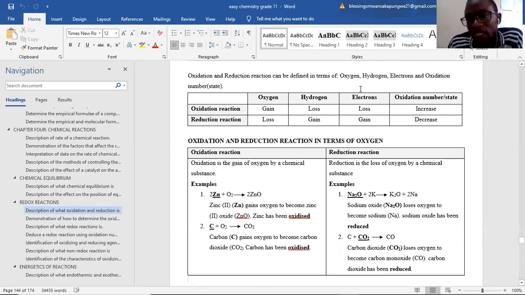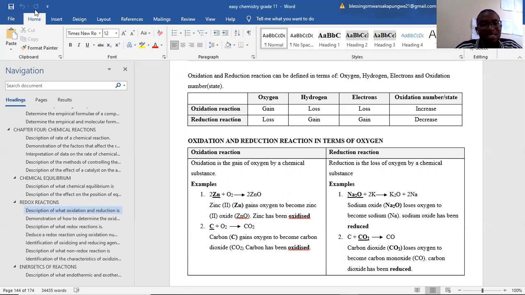Allow me to scroll down quickly so that we can dive right into our description. Oxidation and reduction is what makes what we call the redox. A redox is just a short form of writing oxidation and reduction reactions. These reactions can be defined in four ways. We can define a redox reaction, first of all, in terms of oxygen. It can be defined in terms of hydrogen, in terms of electrons, and also in terms of the oxidation number or the oxidation state.